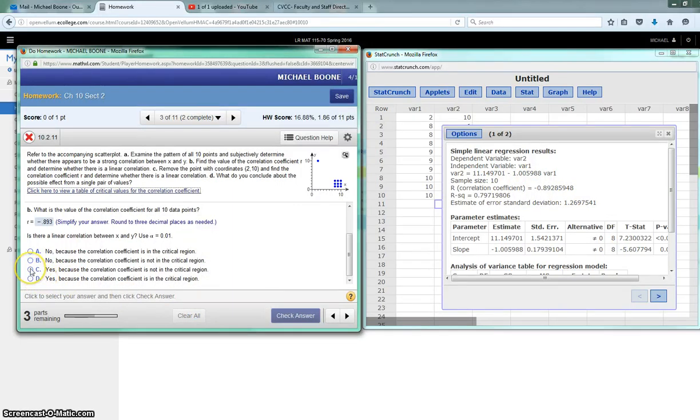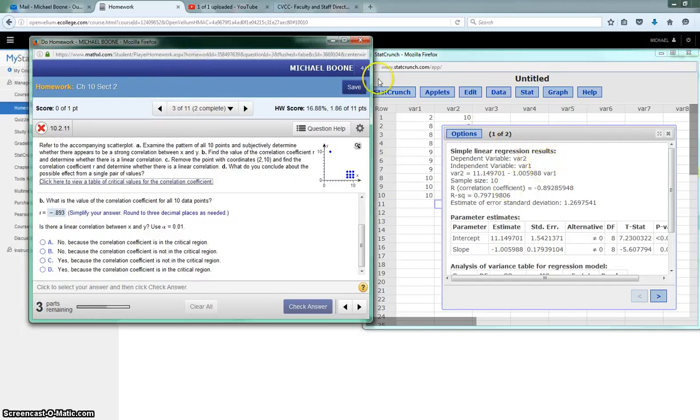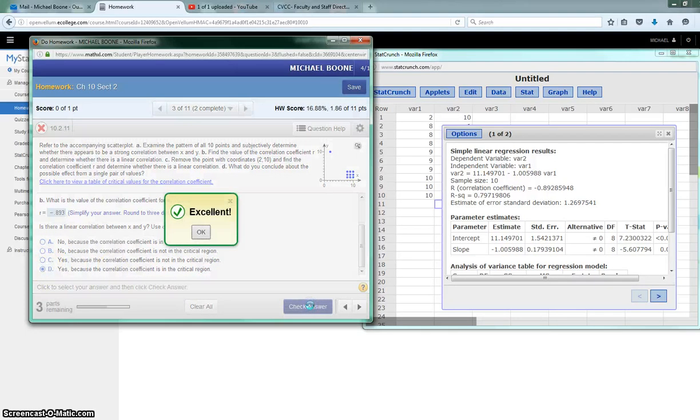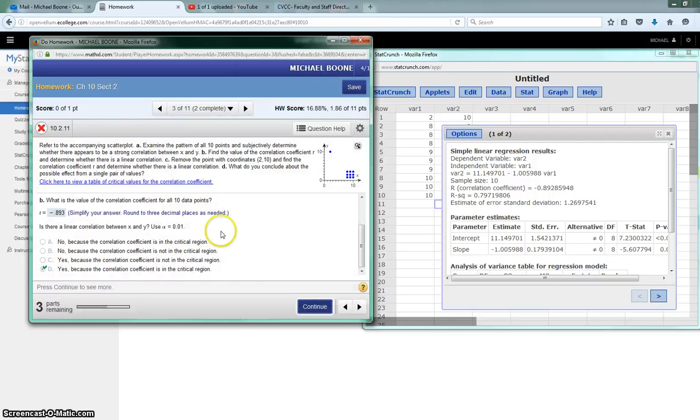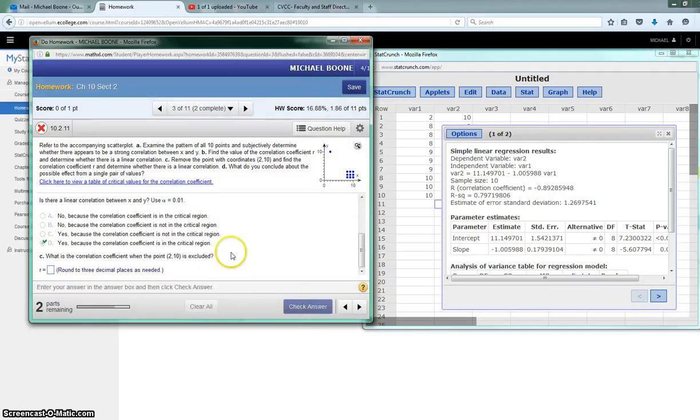It is in the critical region. It's above that value. So is there a linear correlation? The answer is yes. I will put, because it's above those values, so that's the critical region terminology.